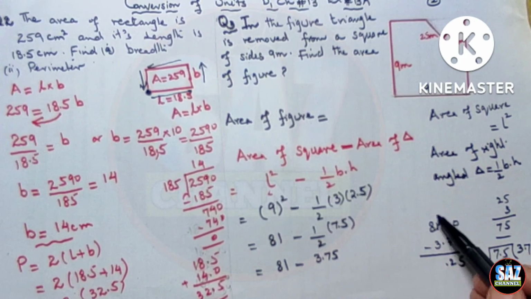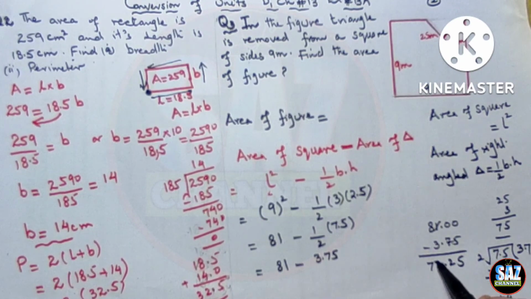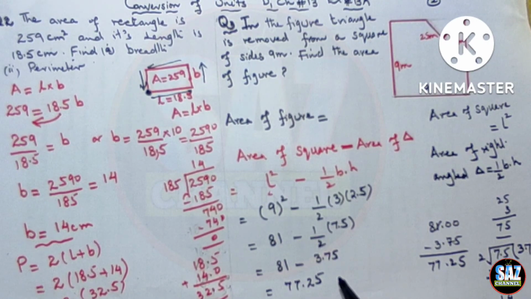Then here again I have 0, and this will become 80 minus 3 is 77. 77.25, and as this is the area, the unit of the question is meter square, so we will be writing the unit meter square.